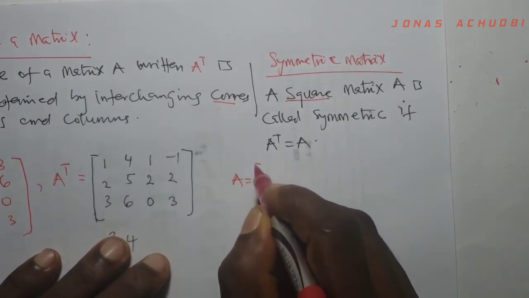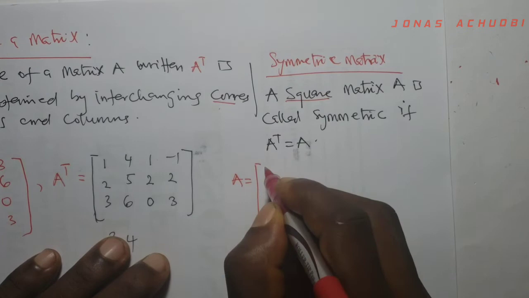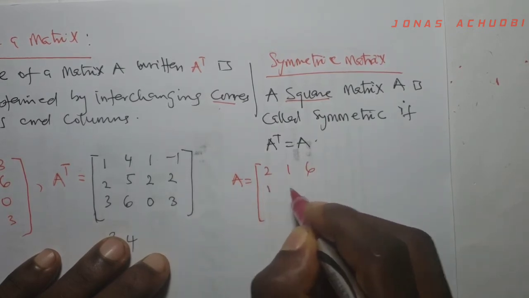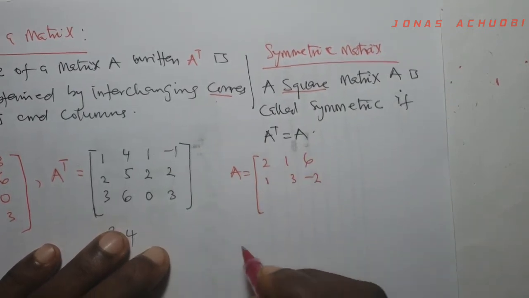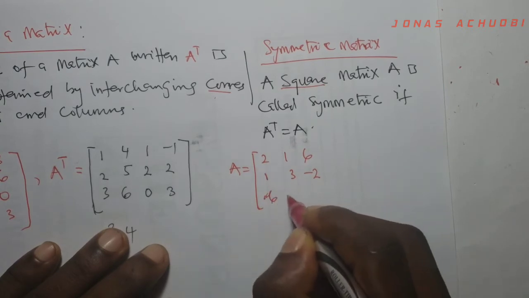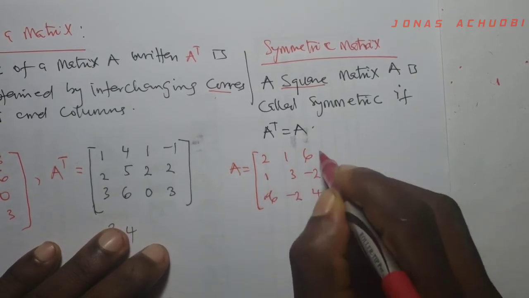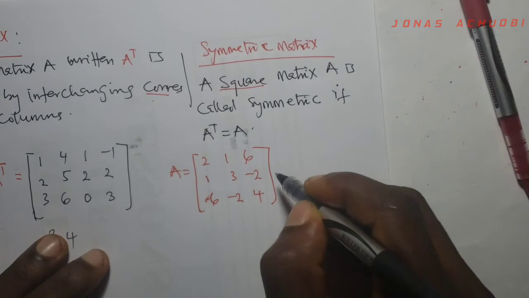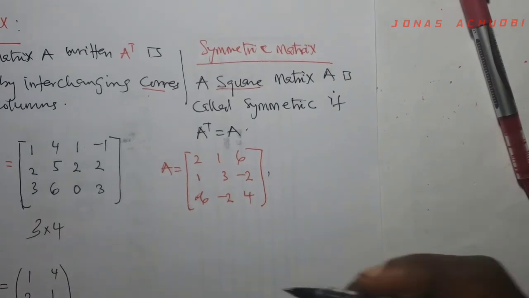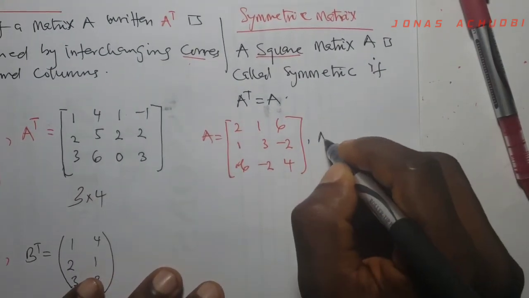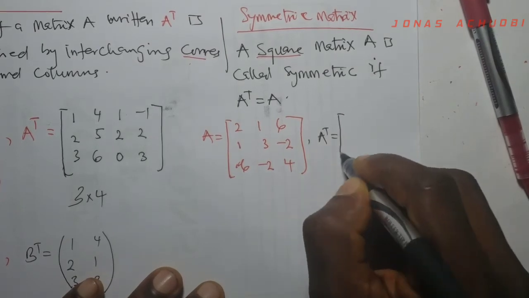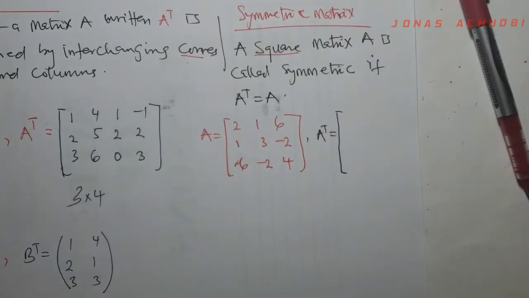If I have a matrix, say matrix A with the entries 2, 1, 6, 1, 3, negative 2, and here is 6, negative 2, and 4. Let us get the transpose of our matrix. Now we know how to get the transpose, right? So A transpose is what? It is a matrix obtained by interchanging what? Corresponding rows and columns. Very good.